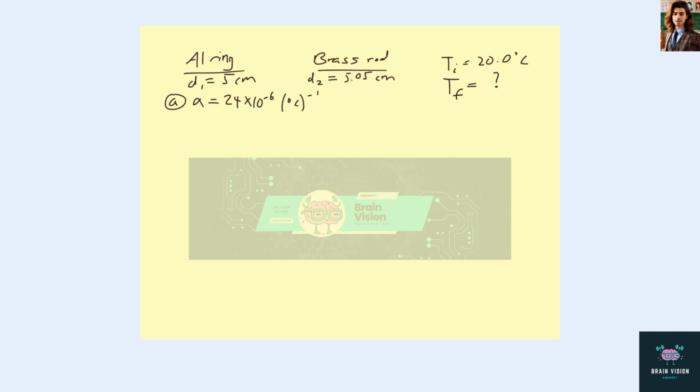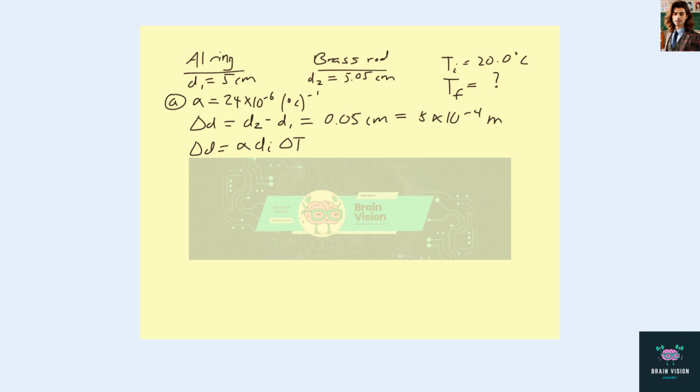We can also find the desired change in diameter we want, which is just the diameter of the brass rod minus the diameter of the aluminum ring, which is about 0.05 centimeters, or 5 times 10 to the negative 4 meters. Okay, so now let's use the equation delta D is equal to alpha D_i delta T and solve for delta T to find T_F, essentially the temperature needed to expand the aluminum ring this much.